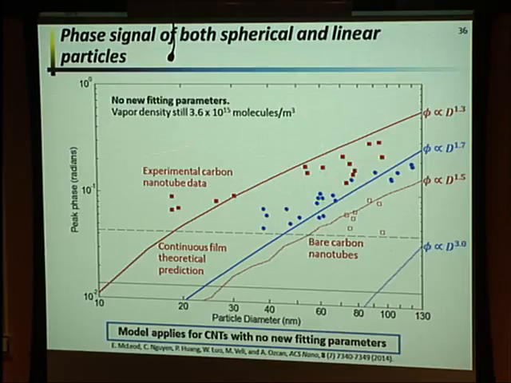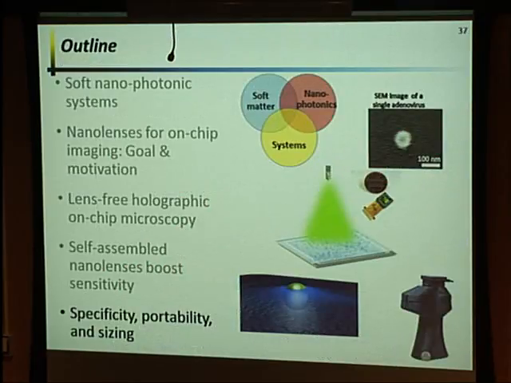So what we can do is take these results and add them to our graph. We aren't adding any new fitting parameters. We now have results from three different sets of experimental data: the spherical particles, the carbon nanotubes with the nanolenses, and the carbon nanotubes without the nanolenses. Considering that we aren't adding any new fitting parameters, things still fit reasonably well.